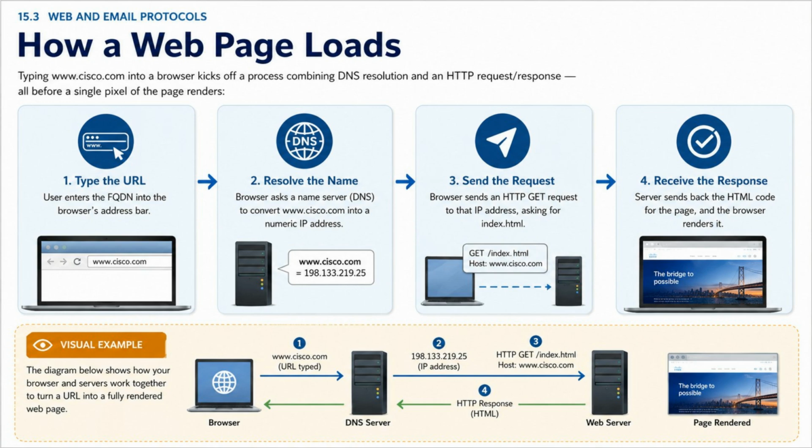Walk the full four-step process of loading a web page, shown on screen. Type the URL, user enters the FQDN. Resolve the name, browser asks DNS to convert the name to an IP. Send the request, browser sends an HTTP GET to that IP. Receive the response, server sends back HTML, browser renders it. This whole sequence, combining DNS and HTTP, happens before a single pixel of the page shows up, and every subsequent slide in this section digs into one of these pieces.